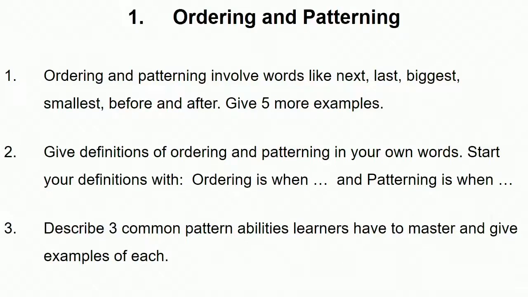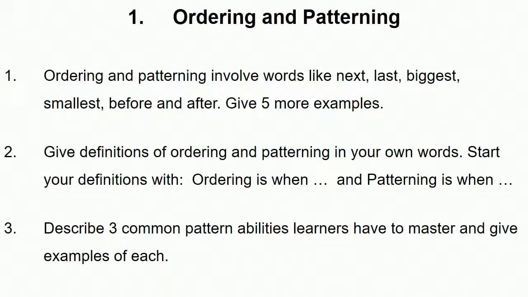Ordinary and patterning involves words like next, last, biggest, smallest, before and after. These words were mentioned in your study guide. Now give 5 more examples. So do you see, if you summarize and go through the study guide and the work in it, if they give examples, try and give also your own example and add to that. So here I'm asking 5 more examples and not just those.